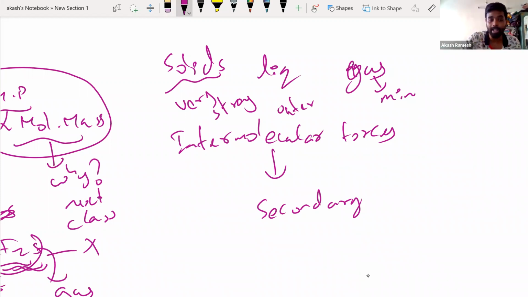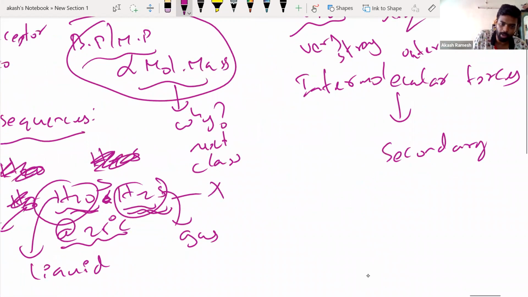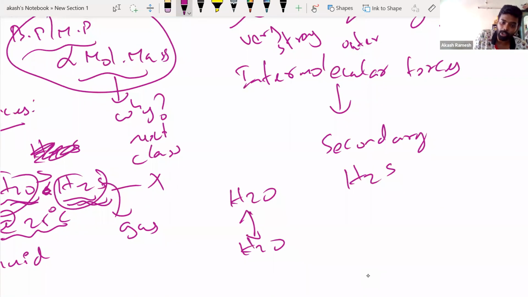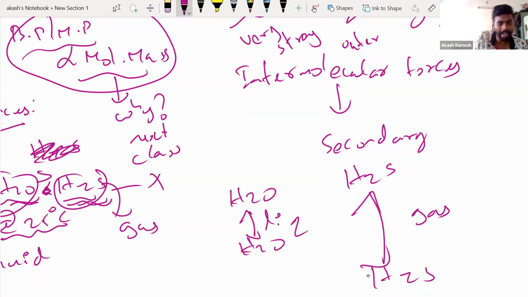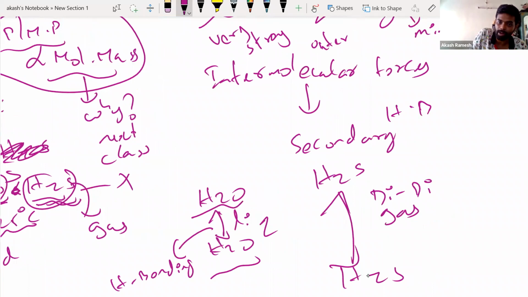So what I understand in this case is that when you compare the distance between two H2O molecules, they are very close to each other. But when I compare the distance between two H2S molecules, they are very far away from each other. That's why this is a liquid, and this is a gas. What makes two H2Os come together so closely is the hydrogen bond. But here I have only dipole-dipole interaction. So hydrogen bonding is always stronger than dipole-dipole interactions.